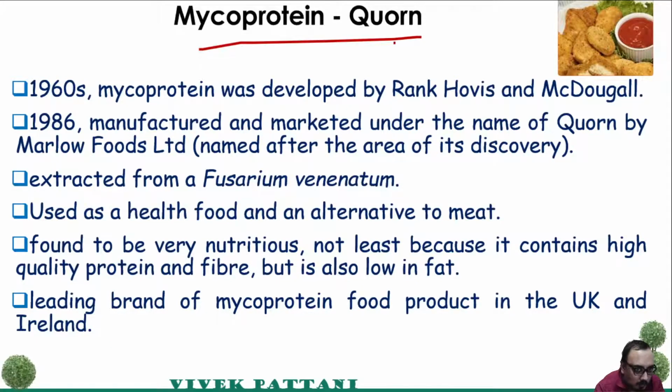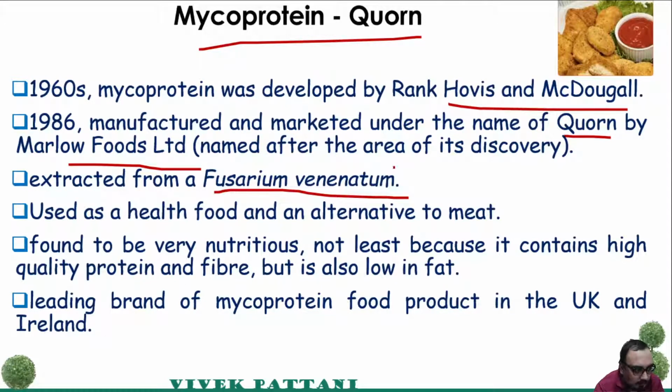Now comes the mycoprotein, or Quorn. In the 1960s, the mycoprotein was developed by Rank Hovis McDougall, and in 1986 it was manufactured and marketed under the name of Quorn by Marlow Foods Limited. Basically, the protein was extracted from Fusarium venenatum and is used as a health food, an alternative to meat. It is found to be very nutritious, with high protein and fiber content but low fat content, and it's a leading brand of mycoprotein food in the UK and Ireland.